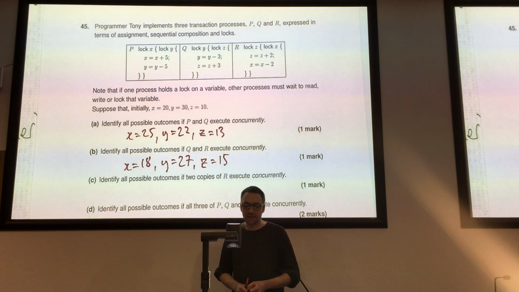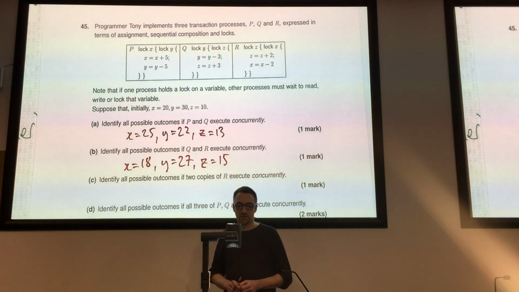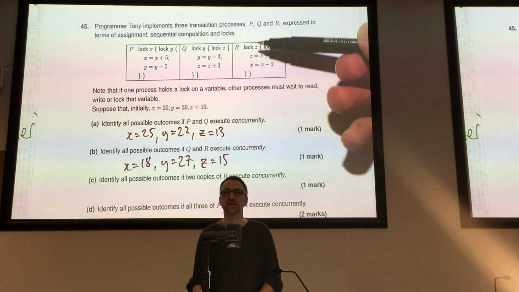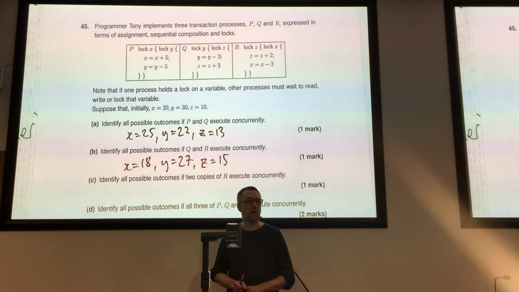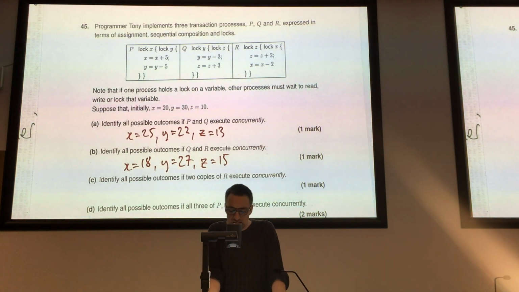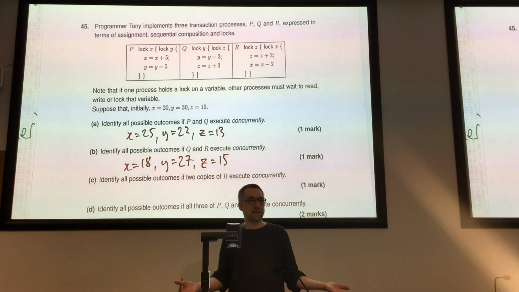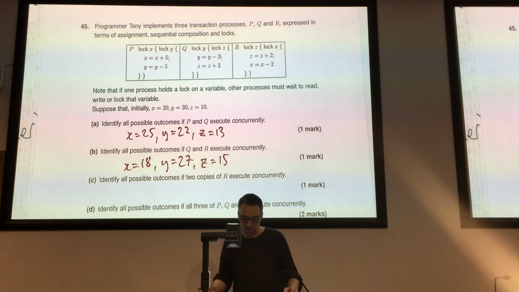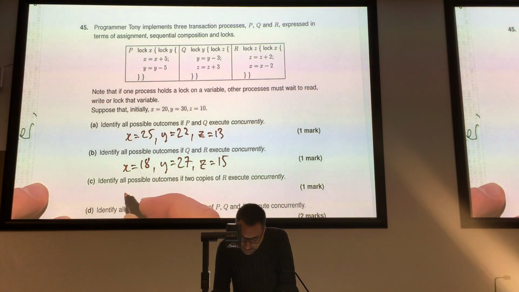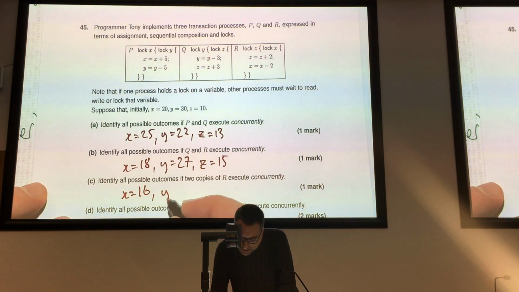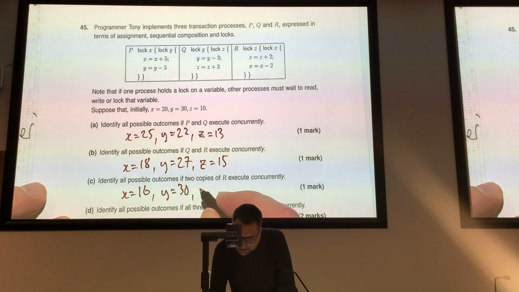So this time it's 2 copies of R executing concurrently. So R and another process exactly like it execute concurrently. In R you can see X gives Z2. So what's going to happen? Z's going to get 4. X is going to give Z2 twice, which means X is going to end up being 16, Y is going to stay being 30, and Z is going to end up being 14.